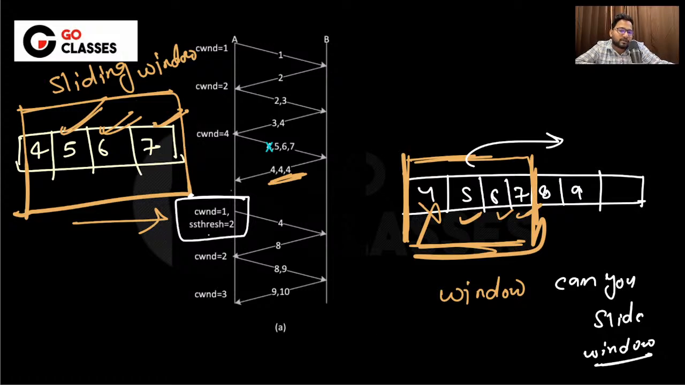If the window size is 1, obviously you will be sending 4. Once this 4 is also received, then obviously you will not be sending 5, 6, 7, right? You will be sending directly 8 because these have been received, right? This is a very interesting question.